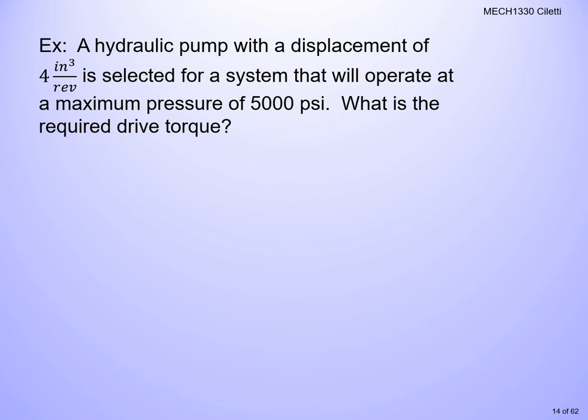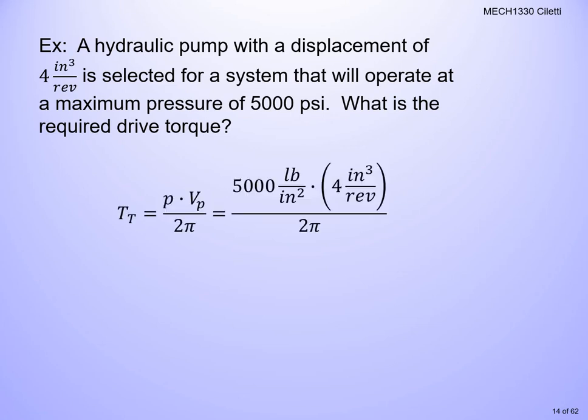So we have a hydraulic pump with a displacement of 4 cubic inches per revolution selected for a system that's going to operate at a maximum pressure of 5,000 psi. What is the required drive torque? And this is where we're calculating the theoretical torque. We have everything in the units that we need right now.